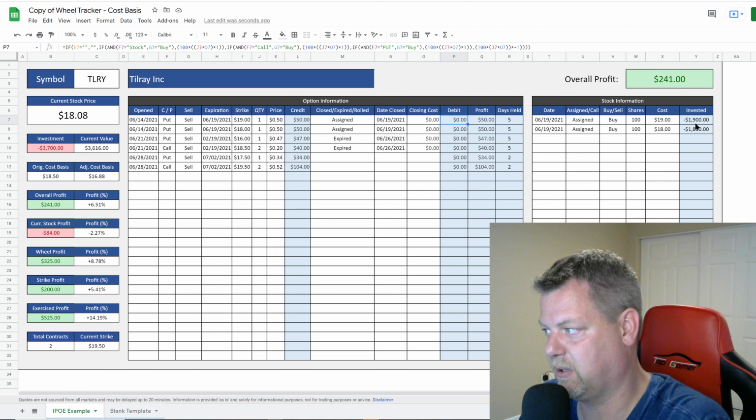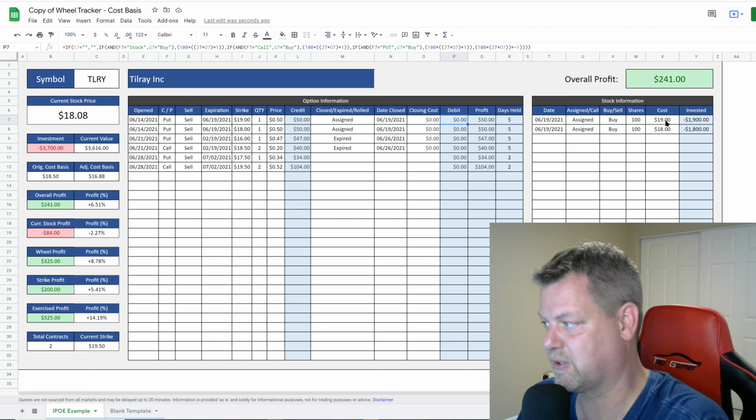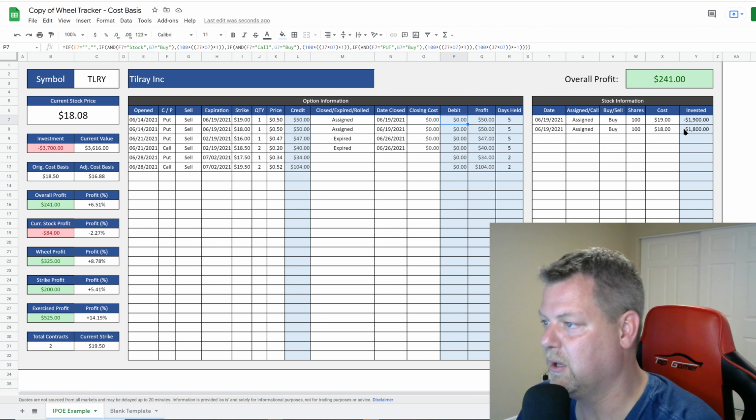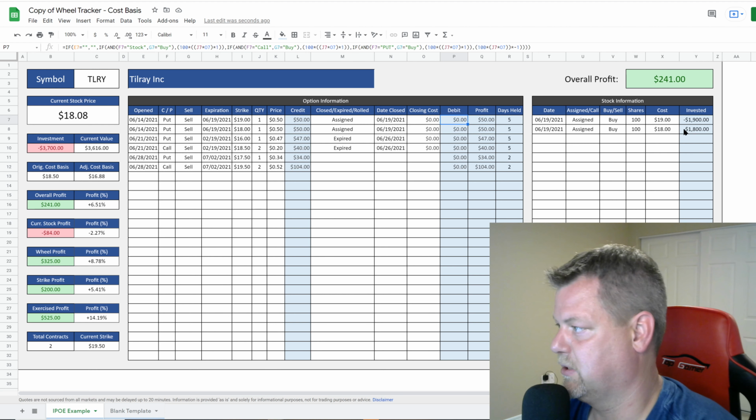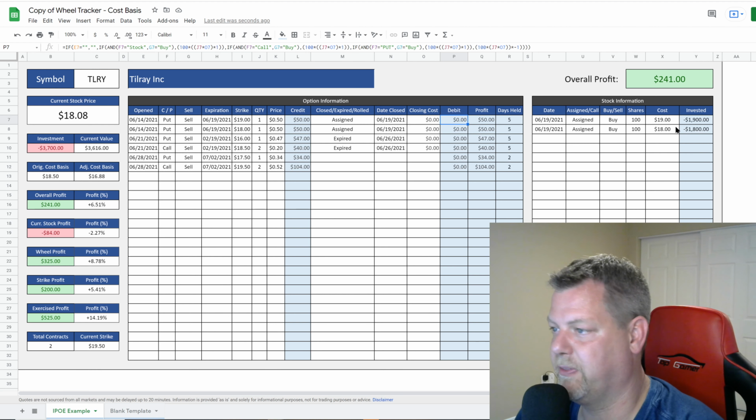Then it shows the invested amount. You're going to obviously have as much invested as whatever the strike price was times 100. So that's the cost of purchasing those shares that were assigned to you. So that's where we're at this first week.